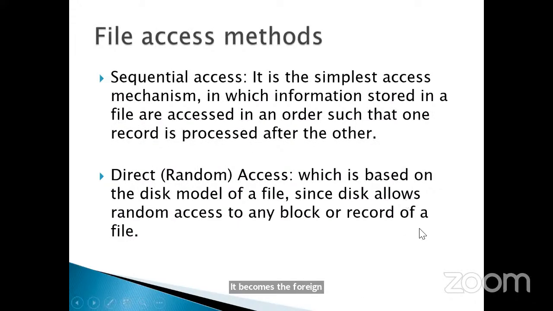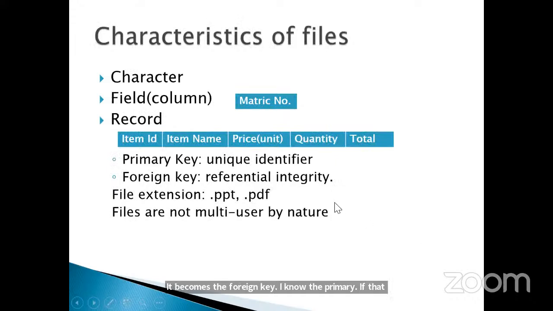So that's what I was trying to say. A foreign key has a referential integrity. It is a primary key that appears in another file, and it becomes the foreign key there. At the end of the day, it's not clear, so I'm going to try and make more clarification on it.